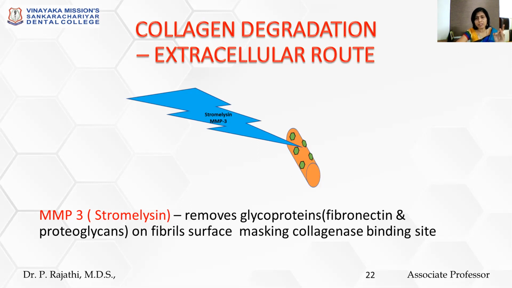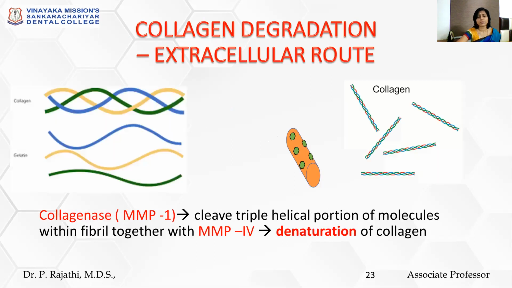So this MMP3 is going to act on this and remove the glycoprotein such as fibronectin, proteoglycan that is going to be present on the fibril surface. Why does it have to be removed? Then only can it unmask this collagenase binding site. So once the collagenase binding site is exposed, now the collagenase enzyme that is secreted by fibroblast is going to act on this collagen fibril.